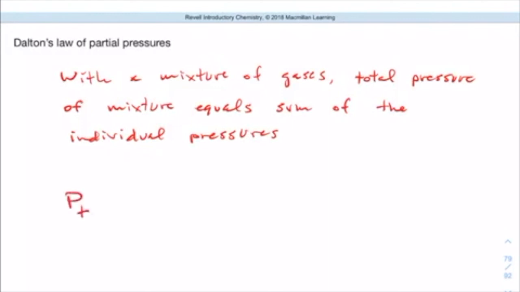The way this looks in a much less wordy fashion is that pressure total will be equal to the pressure of gas A plus the pressure of gas B plus the pressure of gas C, and so on for however many gases I have.